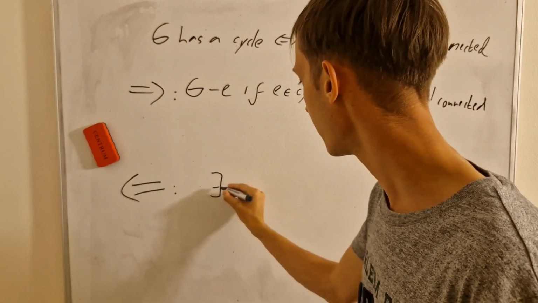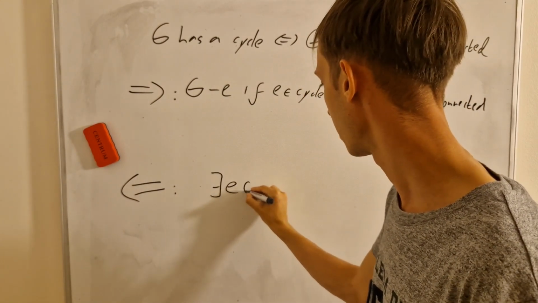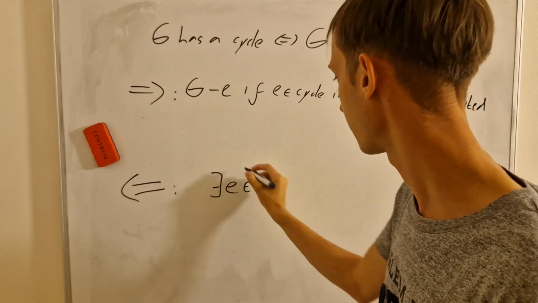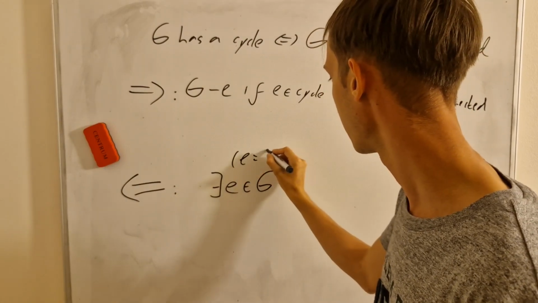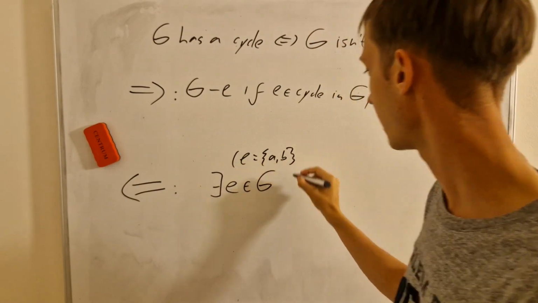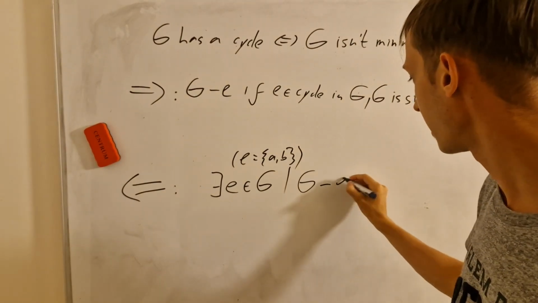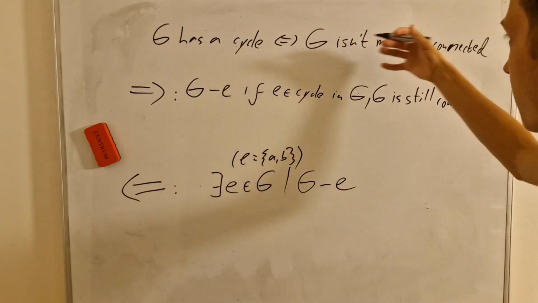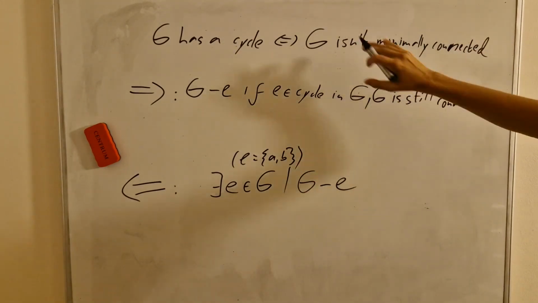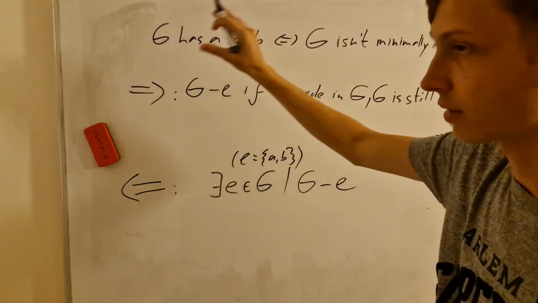we can say that there exists some edge on the graph, and the edge will be between two vertices A and B, such that G minus E, and this is for the other side of the implication. So now we are trying to prove that if G isn't minimally connected, then it has a cycle.